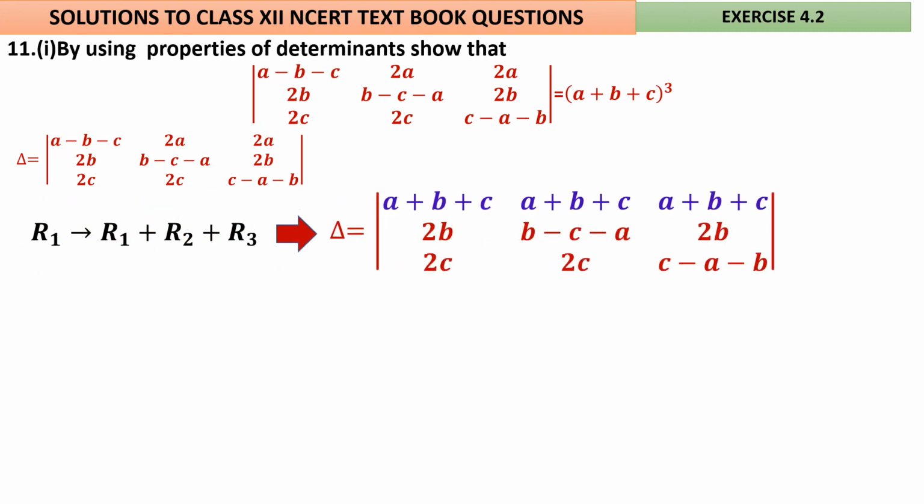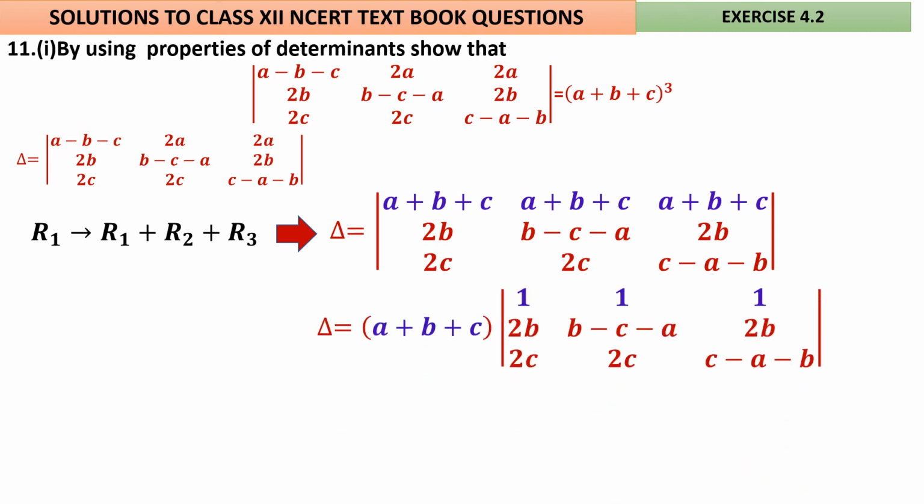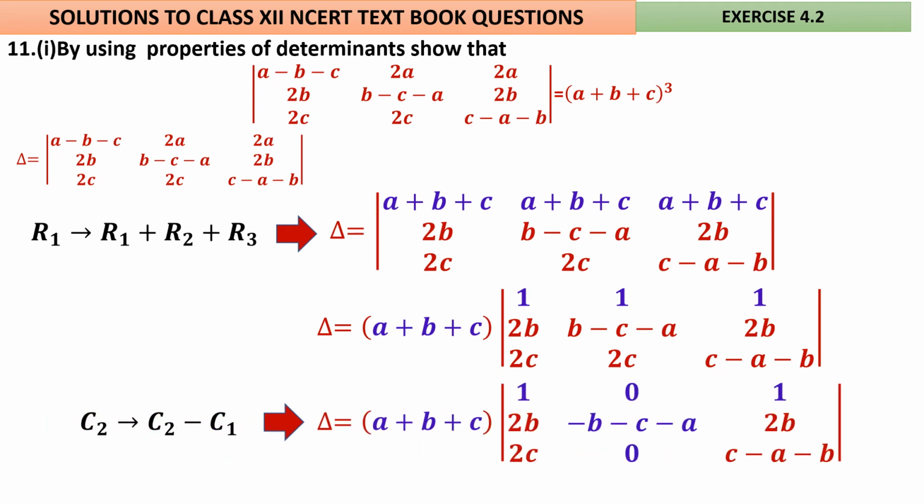Now it is a routine one you have seen. If you want a plus b plus c outside, you have to check which rows or columns are to be added. By taking a plus b plus c outside, I will get 1 1 1 in the first row. Once again, C2 as C2 minus C1: 1 minus 1, b minus (c plus a plus b) which is minus c minus a minus 2b, and 2c minus 2c.